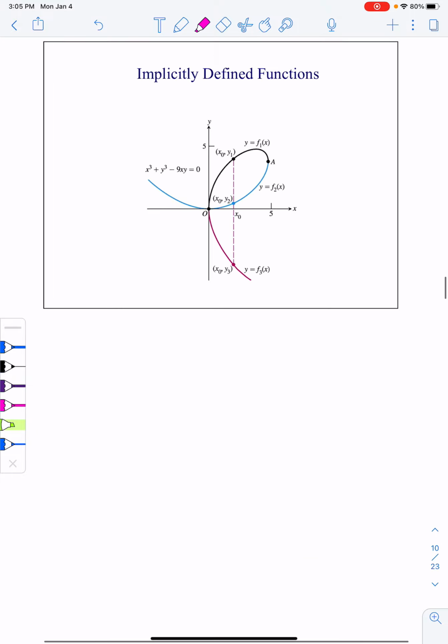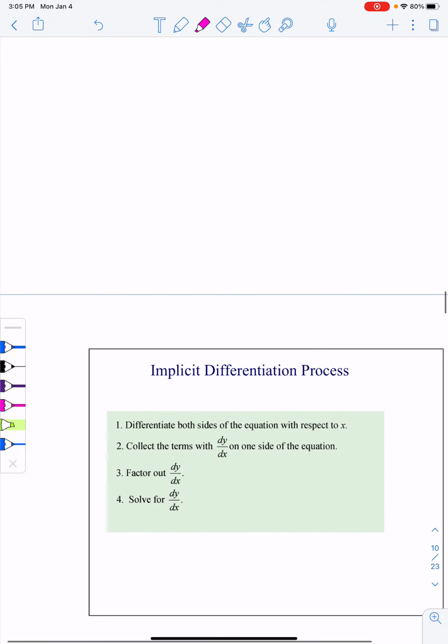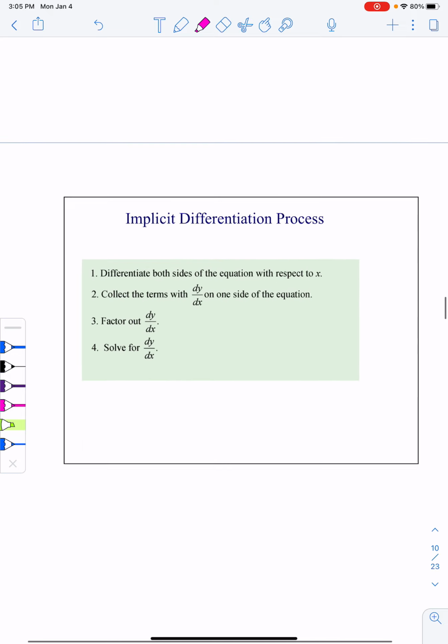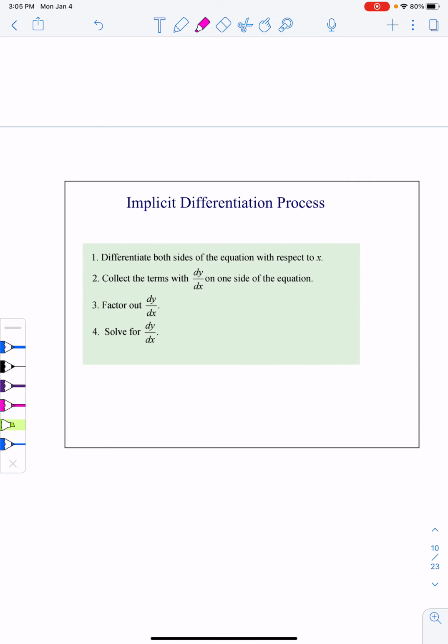I moved the things around in this slide so that we could talk about it. When you want to apply these, what you do is you differentiate both sides of the equation with respect to x. Then you collect the terms with dy dx on one side of the equation, factor out the dy dx, and then isolate it, just like we did the y prime up above. And so let's try this.